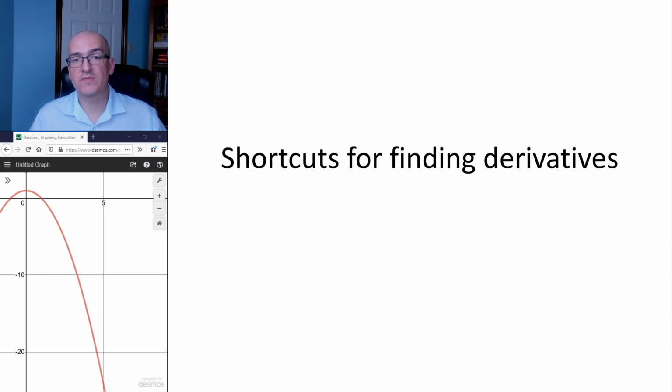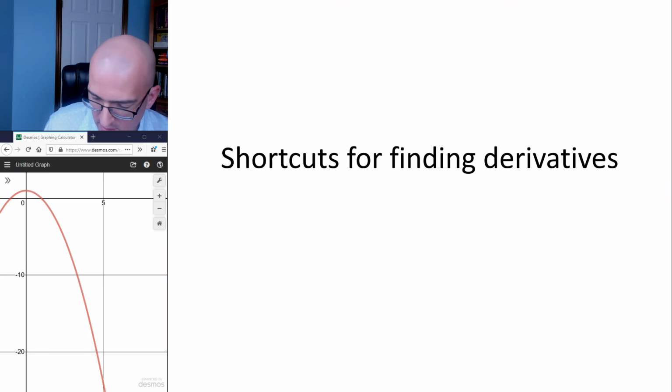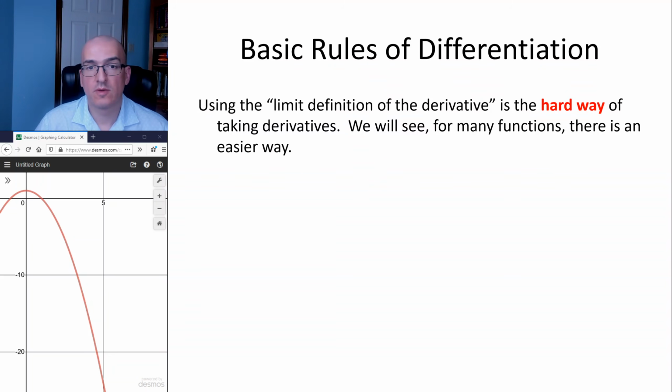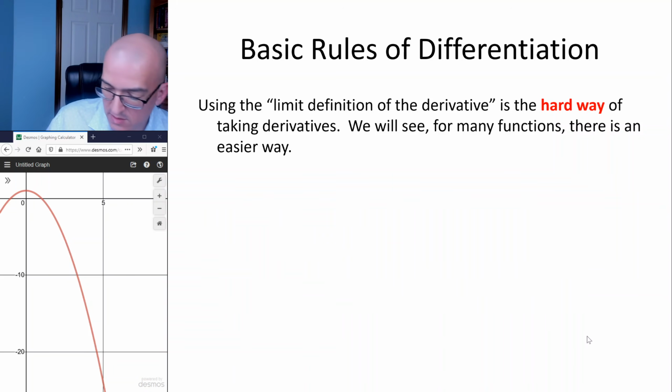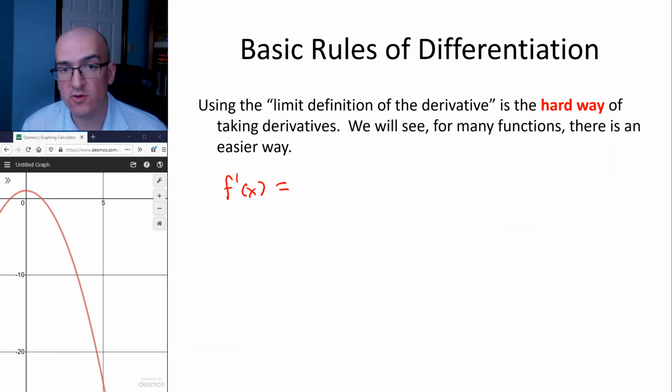Hi everyone. In this video I'm going to talk about how to find derivatives using shortcuts. Our previous method for finding derivatives is very labor intensive. It requires us to take the derivative according to a limit. So f prime of x, this is called the hard way or the four-step process.